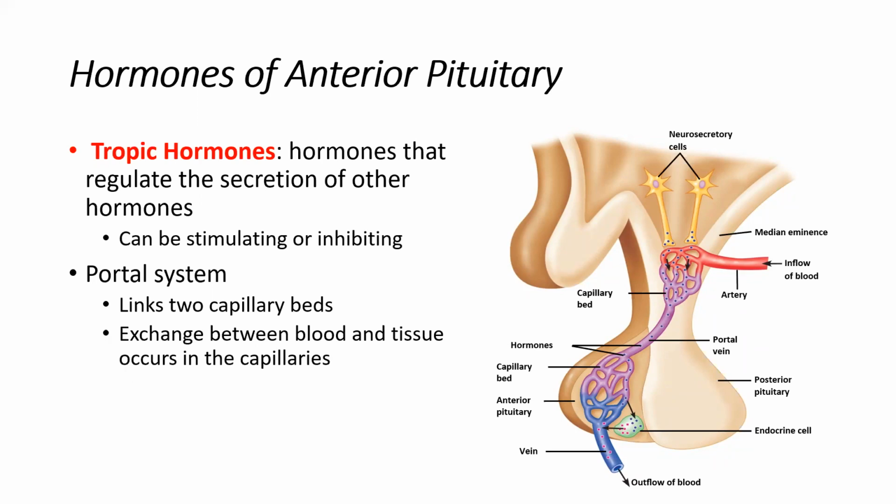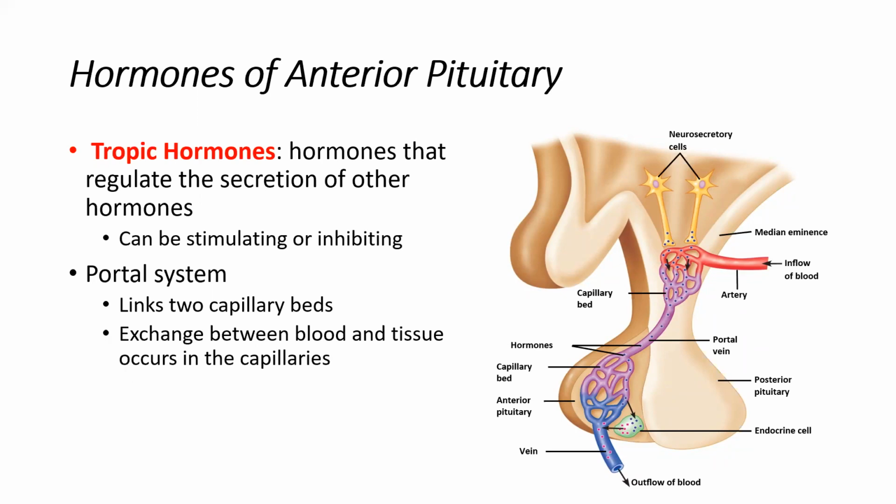And so these tropic hormones are secreted from the anterior pituitary. They enter the blood here via a portal system. I'll explain what I mean by a portal system in a bit. But then from the blood, they can travel out to all the other glands we talked about: thyroid, parathyroids, pancreas, etc.